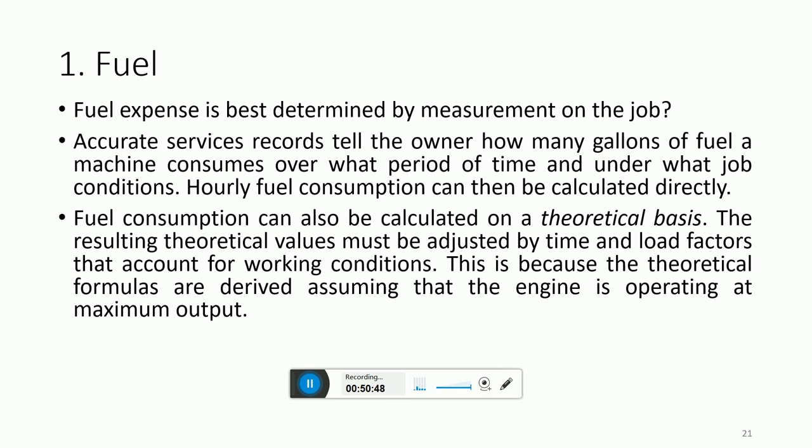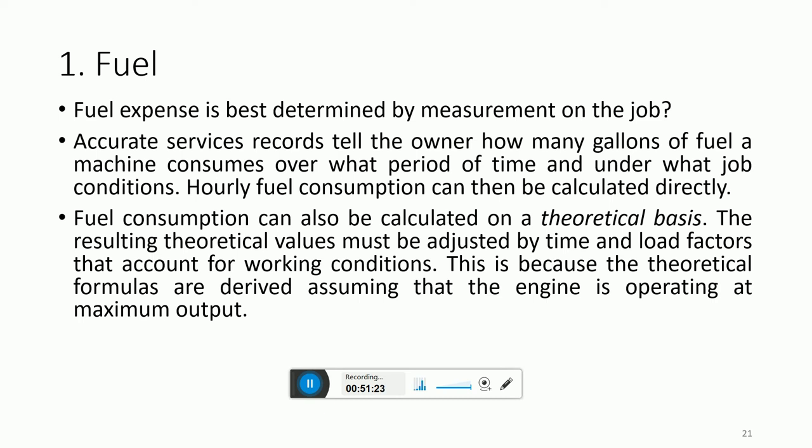Fuel consumption can be calculated on a theoretical basis. The resulting theoretical values must be adjusted by time and load factors that account for working condition, what kind of working condition it has. This is because the theoretical formulas are derived assuming that the engine is operating at maximum output, and working conditions must be considered, or the percentage of an hour that the machine is actually working.